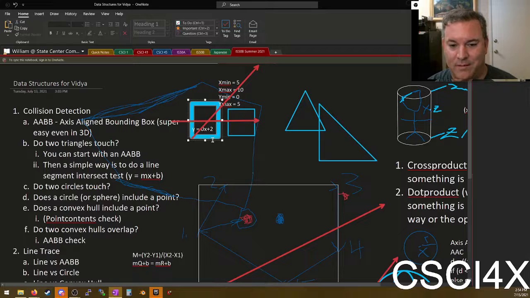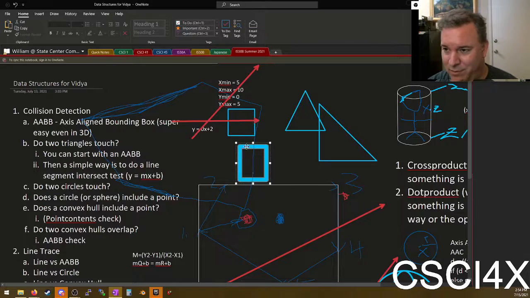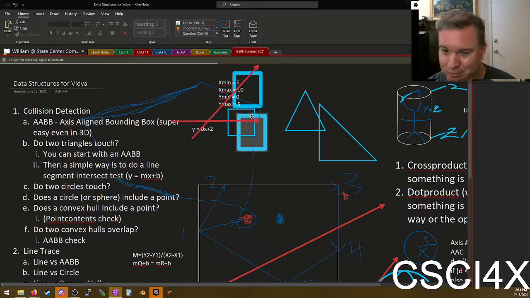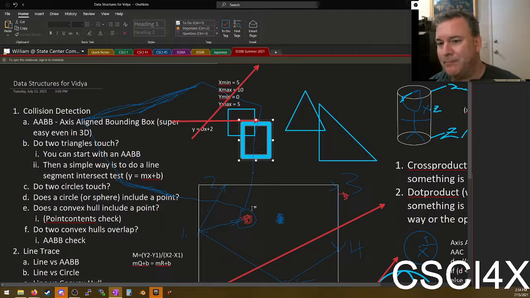Or if my minimum y is bigger than your maximum y, they don't touch. Or if my maximum y is smaller than your minimum y, they don't touch. Otherwise, it touches. Okay. So that's how you can do a rectangle. It's four if statements, something like that. Or you can do the line intersection test if you want.